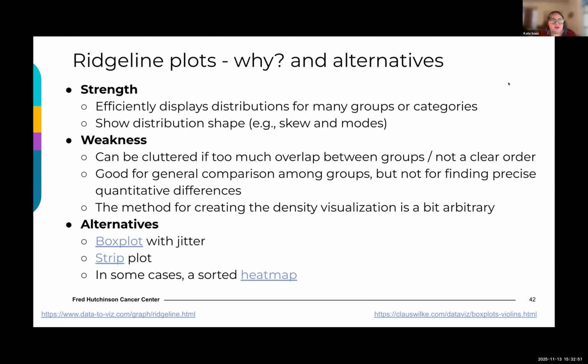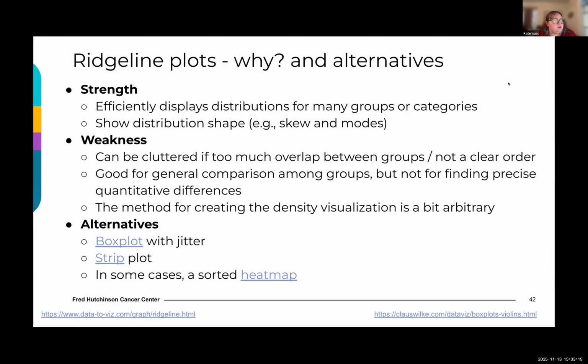It's good for general comparison among groups, but if you want to find precise quantitative differences, this is not your answer. You might want to use a table if you need to know some summary stats for that many groups. The method for creating the density visualization is a bit arbitrary, just like violin plots, because it's using violin plots, so there is a way to bin these like histograms.